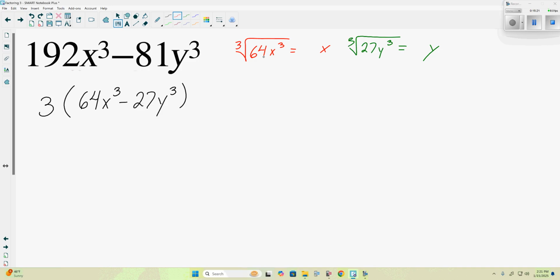But by taking it out, because 192x cubed minus 81y cubed is not a sum or difference of 2 cubes. But once we factor that 3 out, 64 is a perfect cube. It would be 4. And 27 is also, it would be 3. So the cubed root of 64x cubed is 4x, and the cubed root of 27y cubed is 3y. So that does tell us that we do have a difference of 2 cubes.